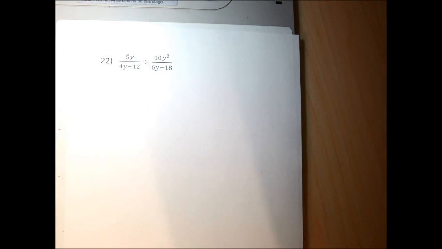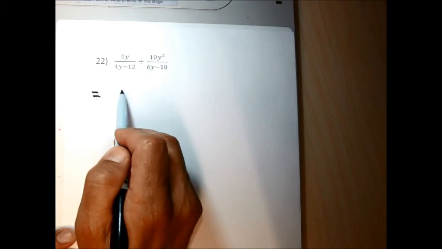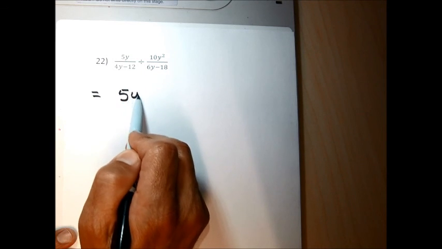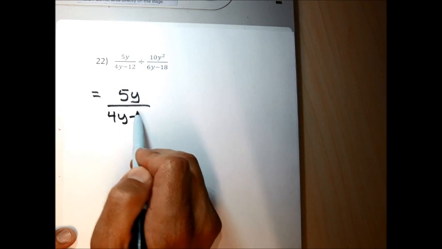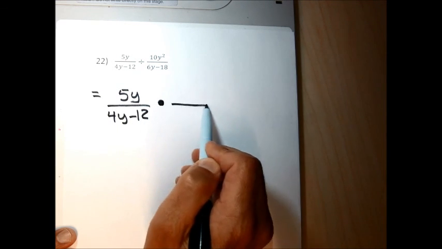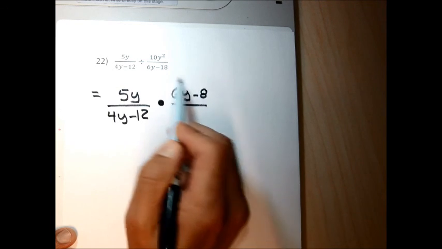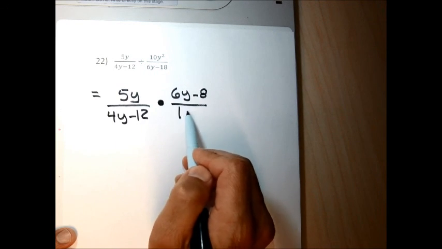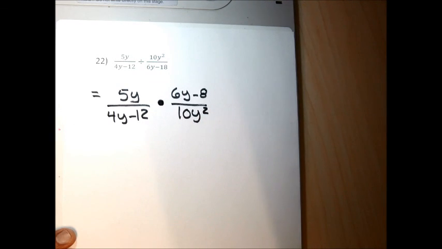22's a division problem, and in any division problem you have to make it a multiplication problem. So at some point I need to change problem 22 to a multiplication problem, and I make a division problem into a multiplication problem by taking the fraction that's after the division sign and I flip it. So I change the division sign to times, and I flip the fraction that's to the right of the division sign.